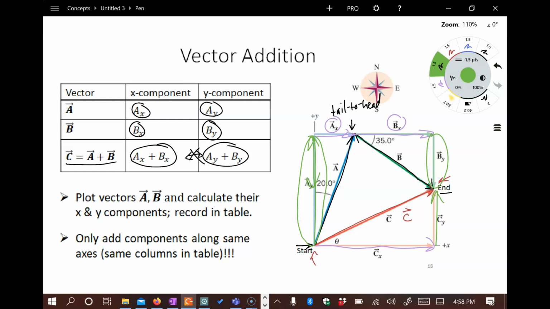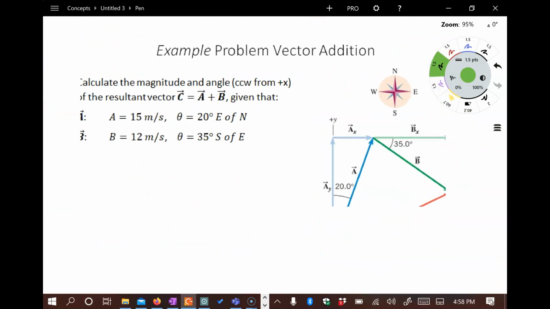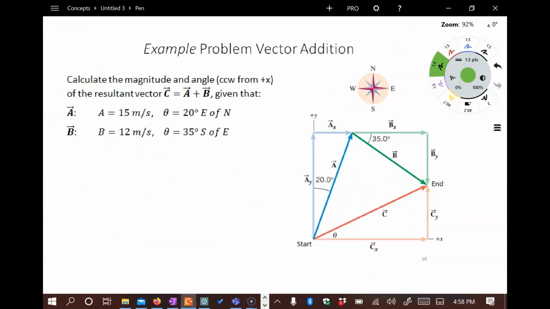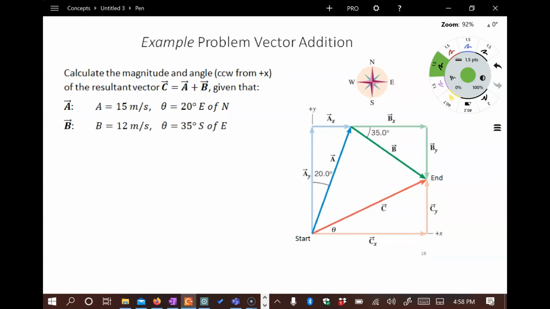All right, let's see how we do this here. So here's an example problem. It's the same vectors as we saw. Now we're going to add a plus b, and we're going to end up with what we call c. The vector that you get when you sum other vectors is typically called the resultant vector, so we'll call it the resultant vector c.